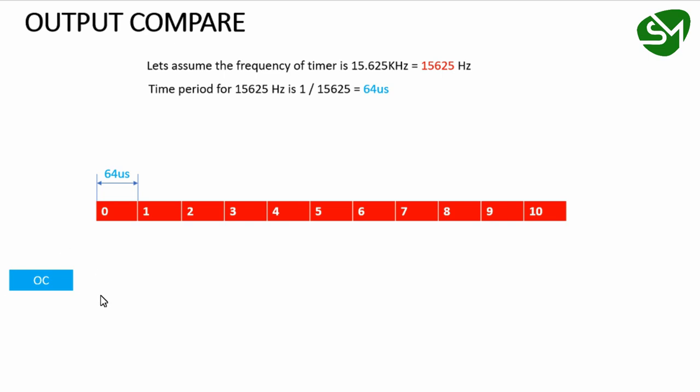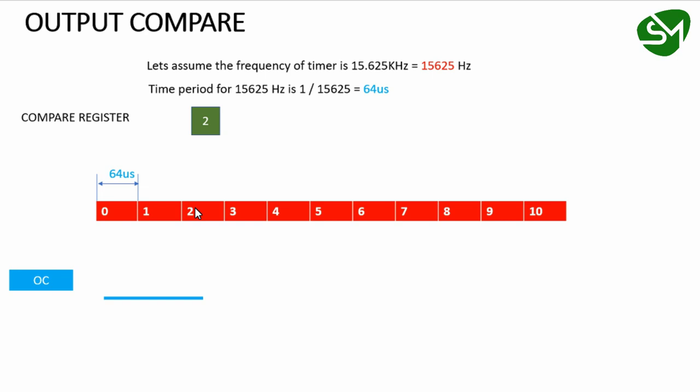We have an output compare pin on our microcontroller, and another register called the compare register, which is used for this output compare process. Into this compare register, we just load a pre-programmed value. When the timer starts counting, let's assume the output compare pin is low, and the timer starts counting from 0, 1.